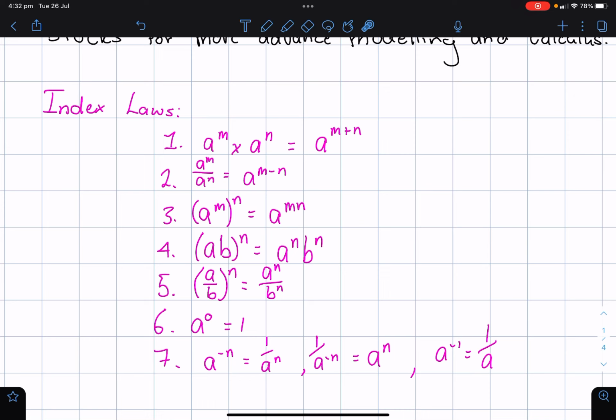And then we have negative indices as well. So a to the power of negative n is equal to 1 divided by a to the power of n. And 1 divided by a to the power of negative n is equal to a to the power of n. Now just a quick thing as well. Any number to the power of negative 1 is 1 divided by that number. All right, so there are our laws, quick snapshot, but we're going to jump straight into some trickier examples of using these laws.